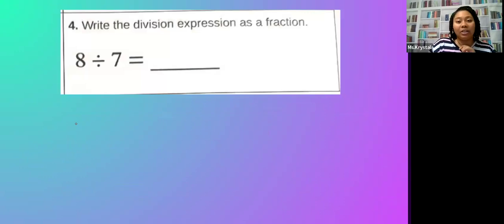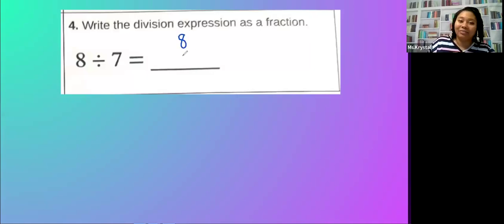It says write the division expression as a fraction. So how do we say this? 8 divided by 7, and we write 8 over 7. So with this, we have an improper fraction. Big number on top, little number on the bottom. Let's go ahead and make this into a mixed number.